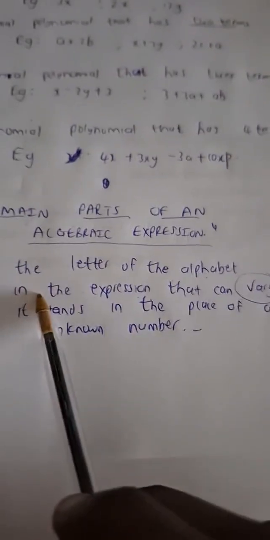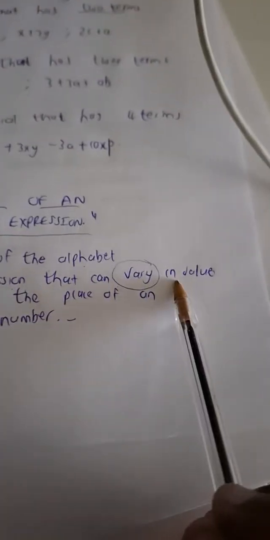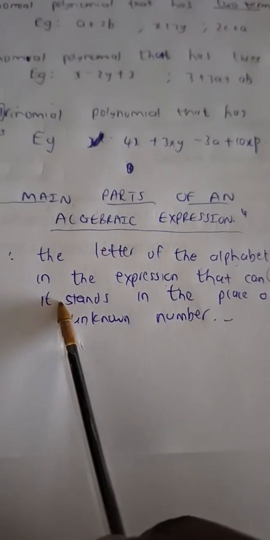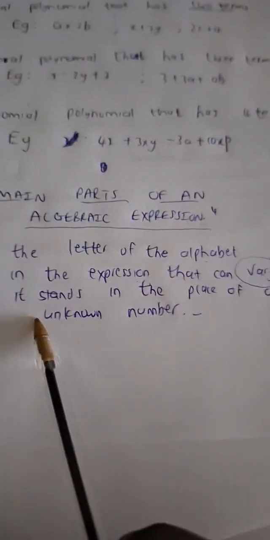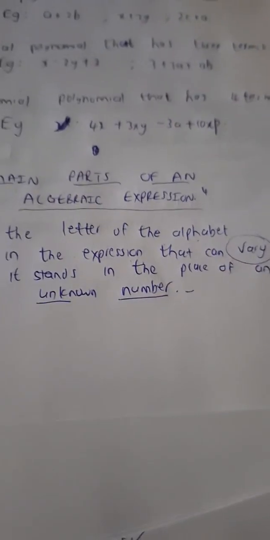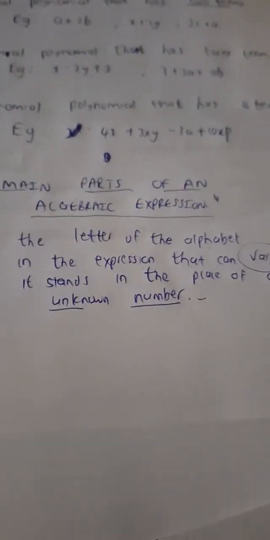It is a letter of the alphabet in the expression that can vary in value. So in other words, to even explain it further, it stands in the place of an unknown number. Okay, so we use a letter of the alphabet to represent the variable. Very important.